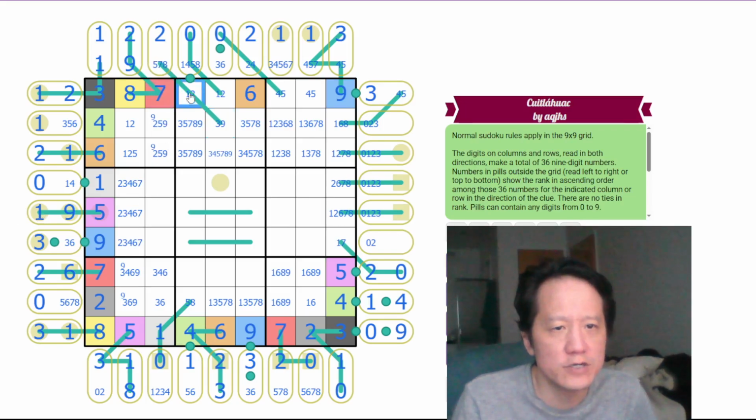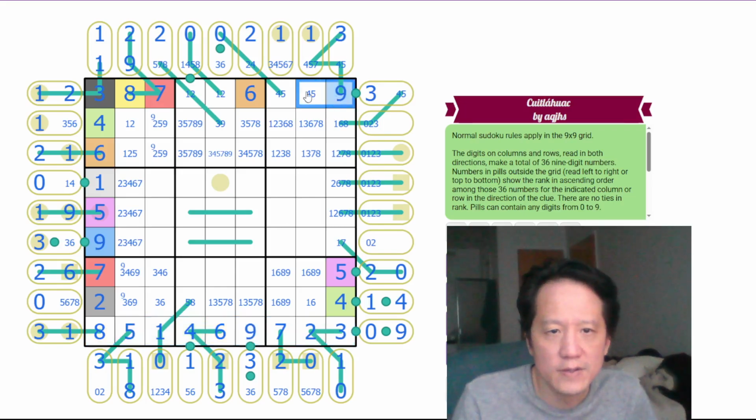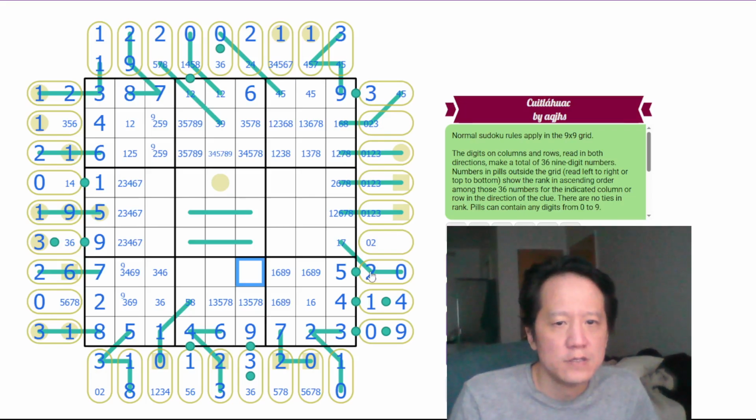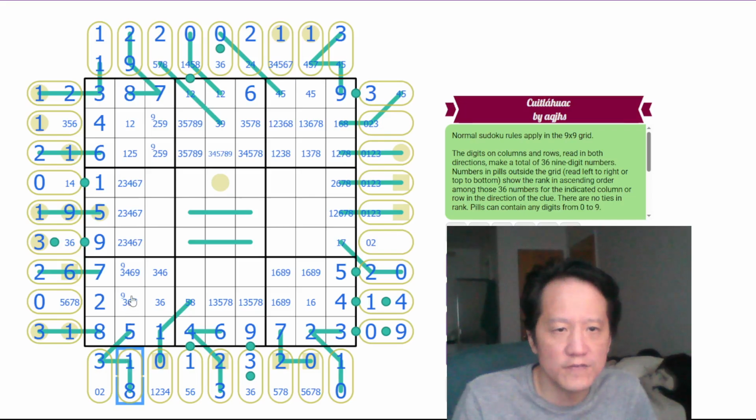These are different ones. Yeah, coloring doesn't really help, I don't think. I'm just going to clear the coloring. 20. Okay, so this is 18. If this is 9, that would be greater than this digit. So this cannot be 9. So we know where the 9 is.